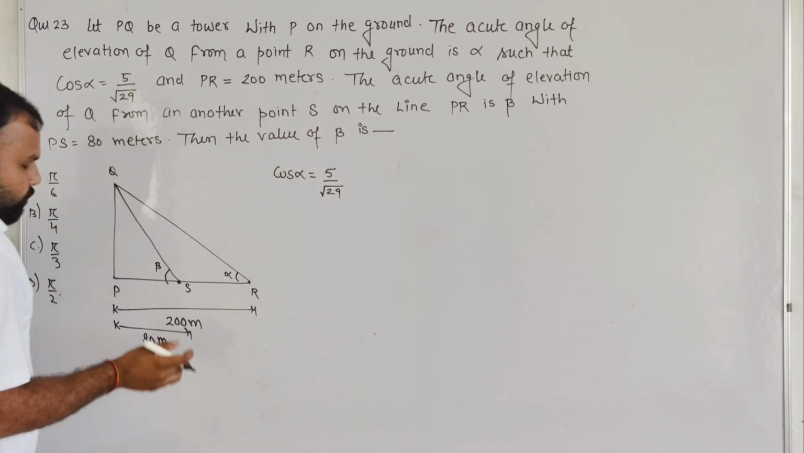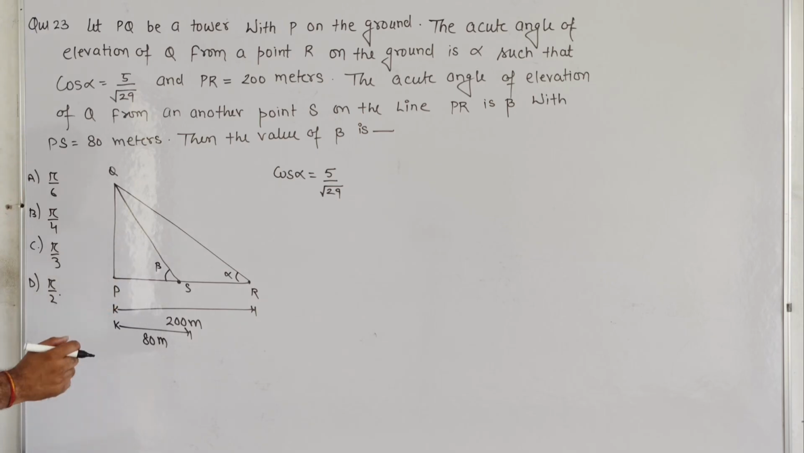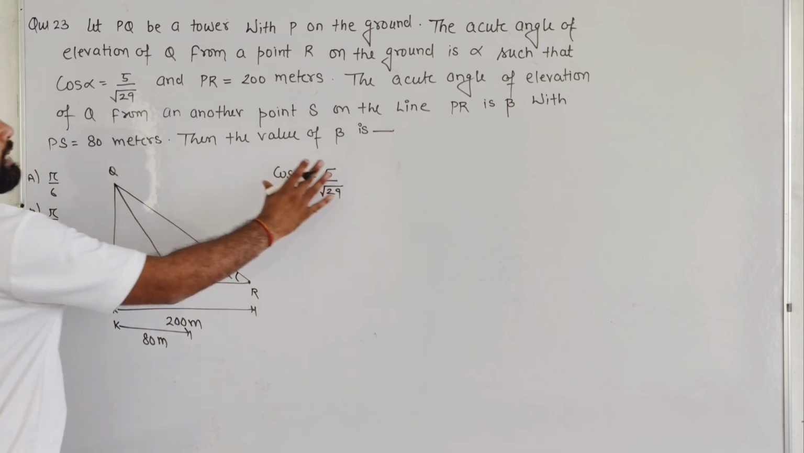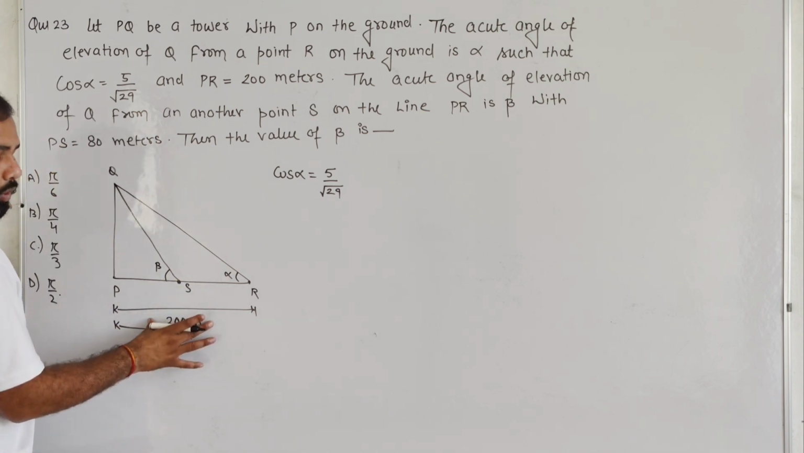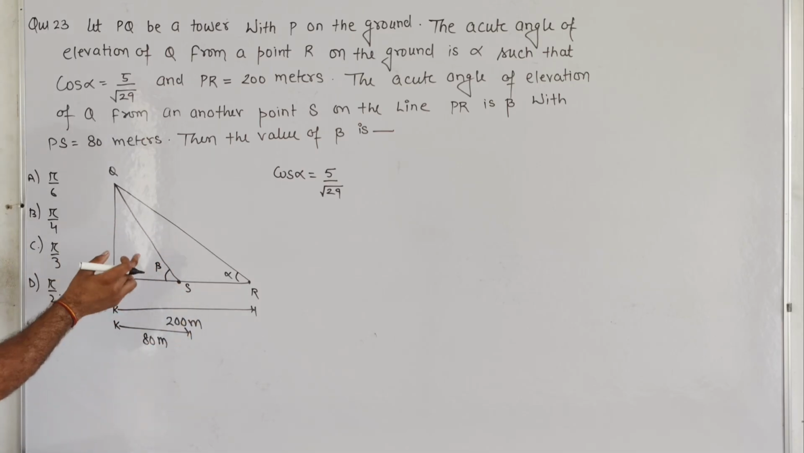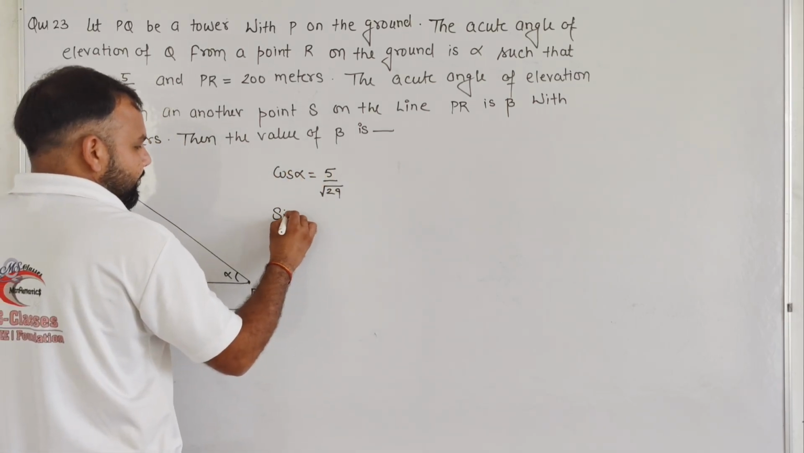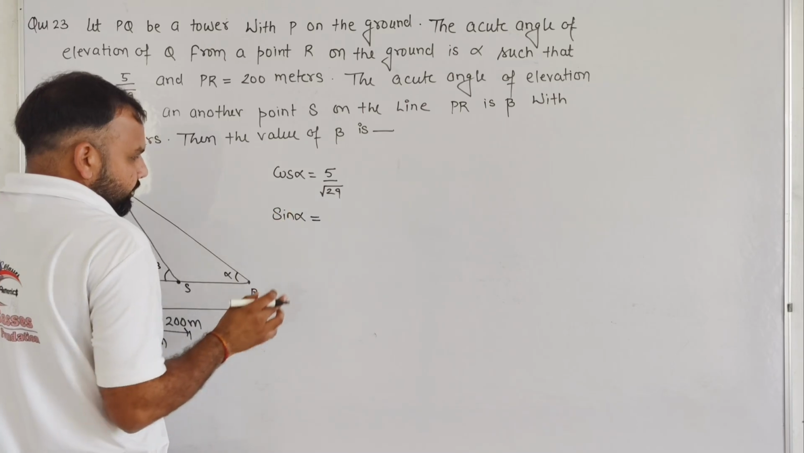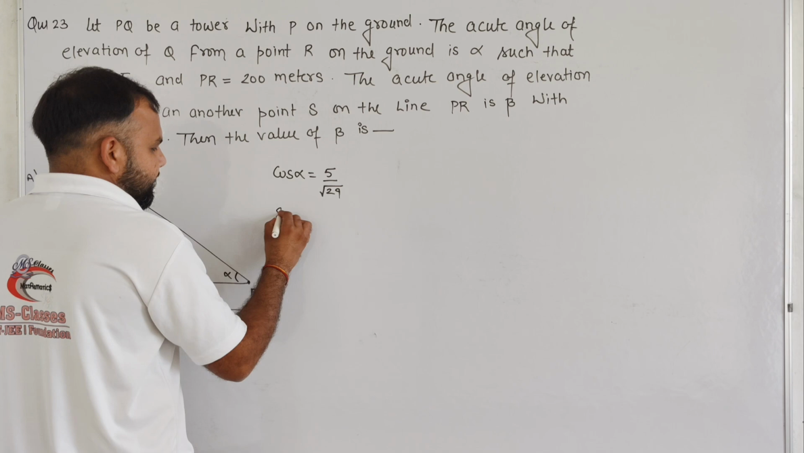Then the value of beta. So, student, basically we need to calculate the angle beta in this scenario. The complete information is this one and this one. This is the distance you already know. Using trigonometry with angle beta, this side and this side, you can easily calculate the angle beta. So, if cos alpha is given, you need to calculate the value of sin alpha.